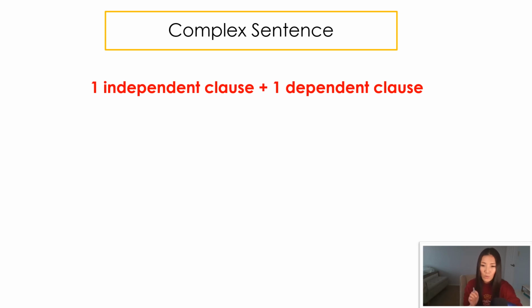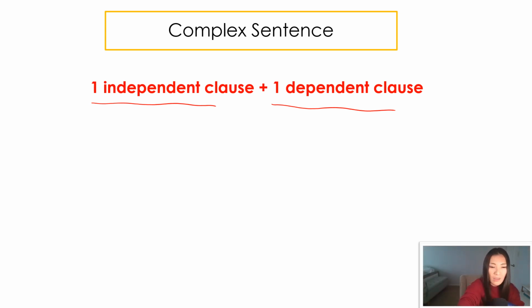If you look up the word complex in the dictionary, complex means it's not easy, it's not simple, it's complicated, right? So we're going to mix it up. Complex sentence here means we are going to mix one independent clause and one dependent clause. Okay, so that's the definition.